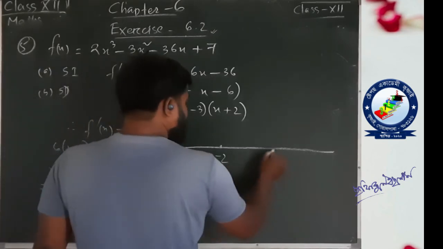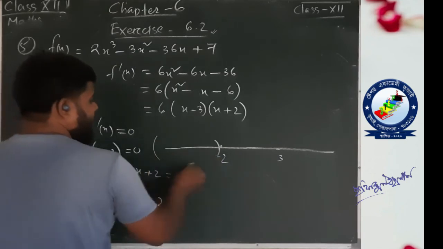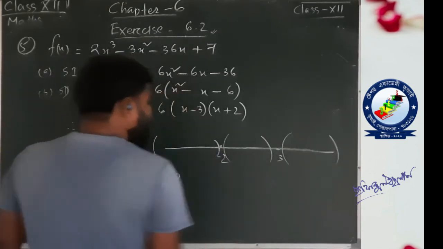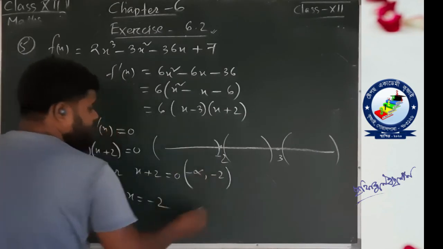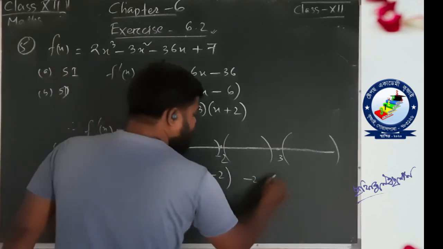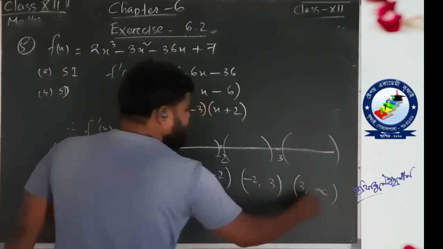So this is minus 2 and 3 will be on the right side. That means I have three intervals. This is 1, this is 2, this is 3. So what are these intervals? Minus infinity to minus 2, this interval is minus 2 to 3, and this interval is 3 to infinity.